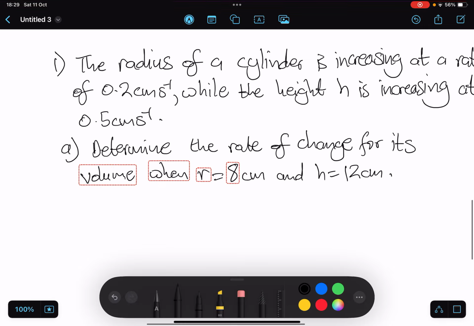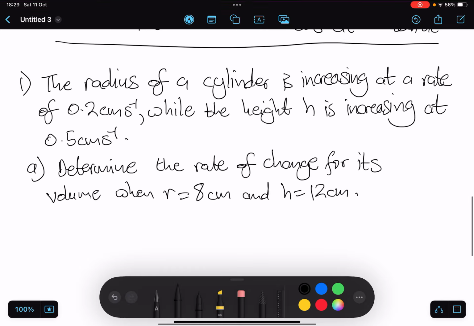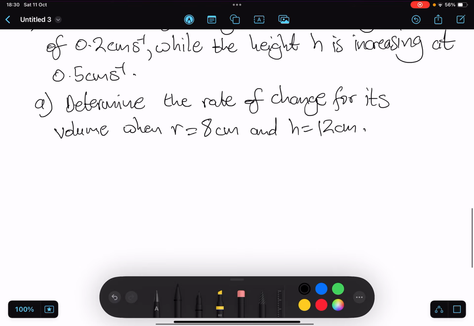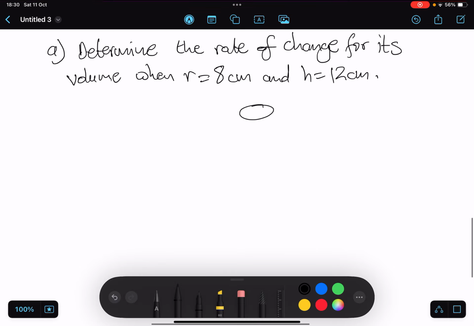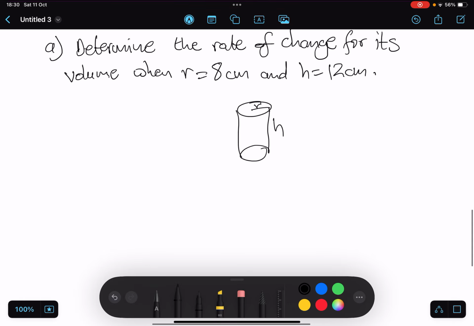Okay, so we're given a problem here. They are saying the radius of a cylinder is increasing, which means it's changing at a rate of 0.2 centimeters per second, while the height is also changing at a rate of 0.5 centimeters per second. So we know a cylinder, right? This is H and then this is R. So they are both changing. So how do you come about solving this one?